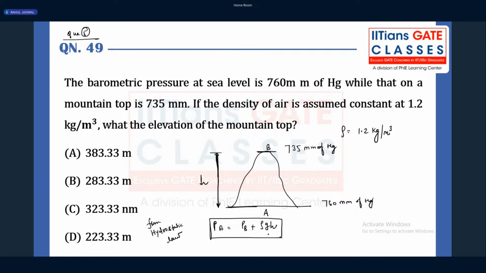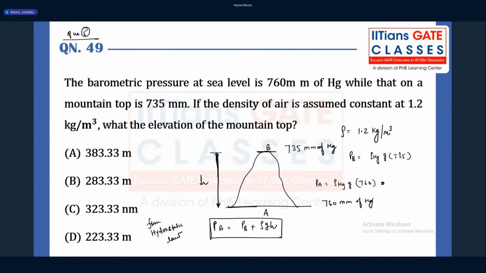But here they have not given the pressure at a point A and point B in terms of kilopascal or Pascal. They have given in terms of mercury. So it's a very good thing for us. Directly we can calculate in terms of mercury height, whatever the height is being given. So we can convert this one in terms of pressure. What is the pressure at a point A? Rho of mercury, G into height of the mercury, 760. Let's keep it like that only. What is the pressure at a point B? It's rho of mercury, G into 735.